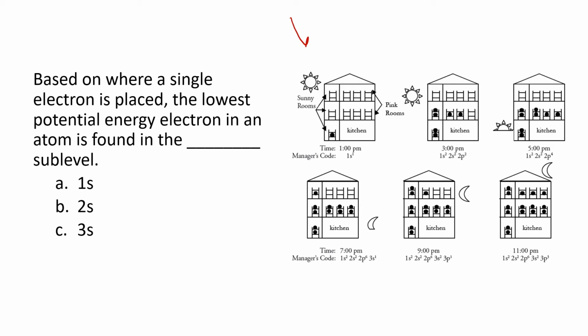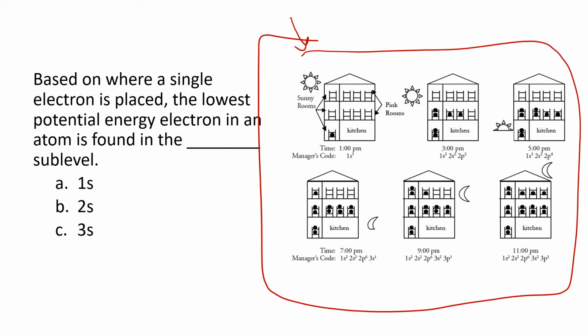Using this as an example, something to refer to, based on where a single electron is placed, the lowest potential energy electron in an atom is found in the blank cell level. So this means that when you look at these different images, which sublevel or which floor is going to have the lowest possible energy? And I'll tell you that it is the 1s level. This is where the lowest possible energy is. Hopefully this will start clicking as we go through the lecture.